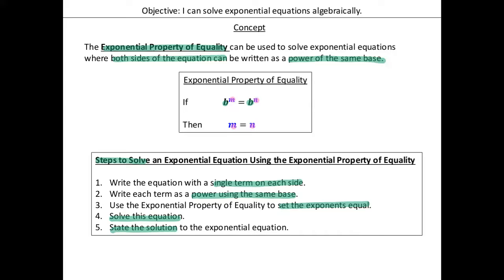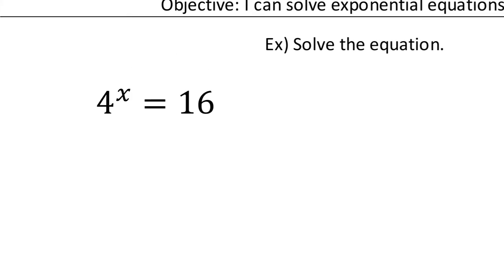All right, so if we look at our first example here, it says solve the equation. We're being asked to solve for x. And so step 1 is get one term on each side. So I do have only one term on each side. I don't have pluses or minuses on either side. So then here, my next thing to do is write my numbers with the same base.